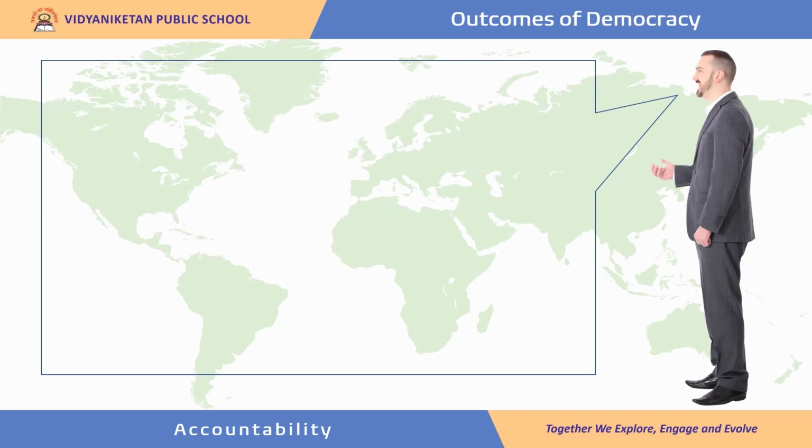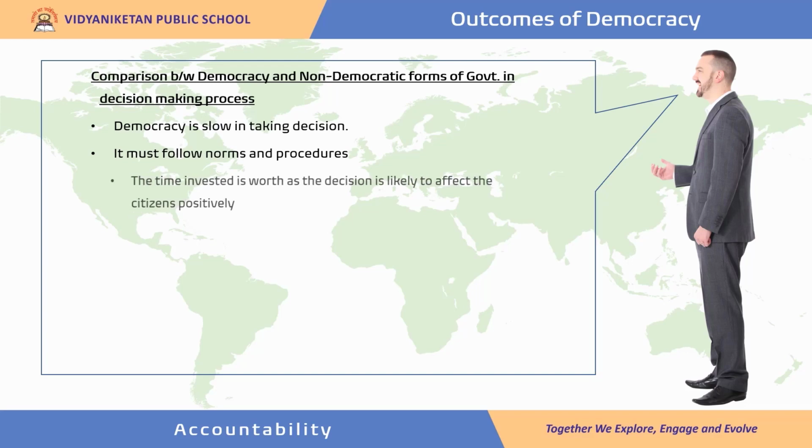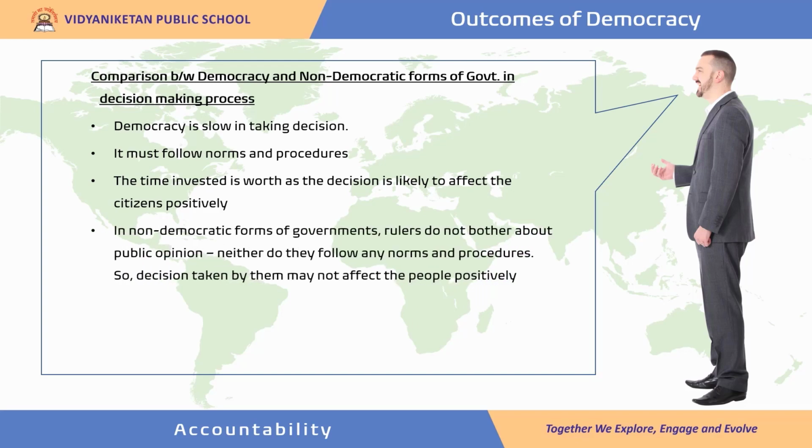It is appropriate to compare the decision-making process of democracy with other forms of government at this juncture. One of the allegations against democracy is that it is very slow in taking decisions. It is slow because it must follow norms and procedures. The time invested is worth it as the decision is likely to affect the citizens positively. In non-democratic forms of governments, rulers do not bother about public opinion, neither do they follow any norms and procedures. So, decisions taken by them may not affect the people positively.